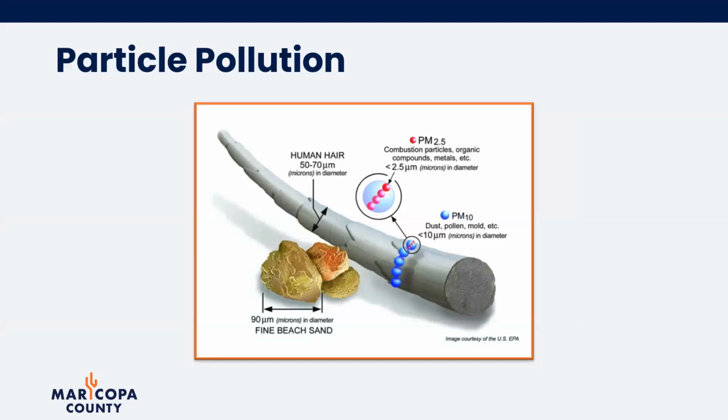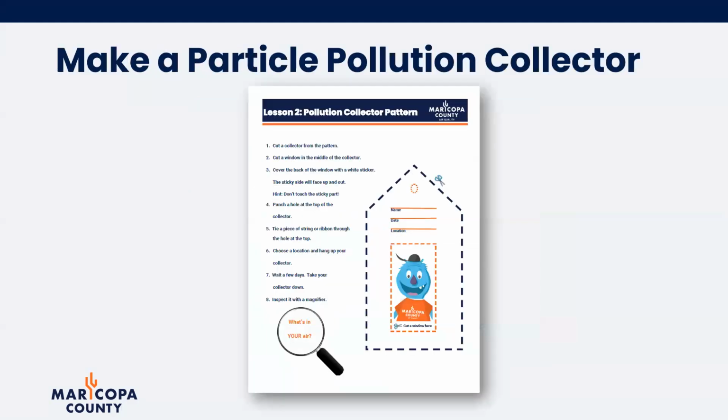Are there particles in the air around your home? Let's find out. In today's lesson, you will make simple particle pollution collectors using these materials. 2 pollution collector patterns. You can also use index cards or paper in place of the pattern. 2 sticky labels or clear transparent tape. You will also need scissors, a hole punch, and 2 pieces of string about 10 to 12 inches long.